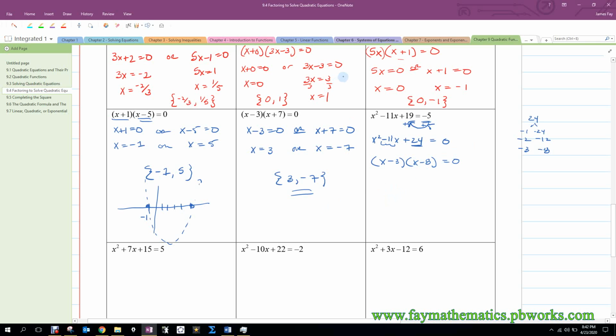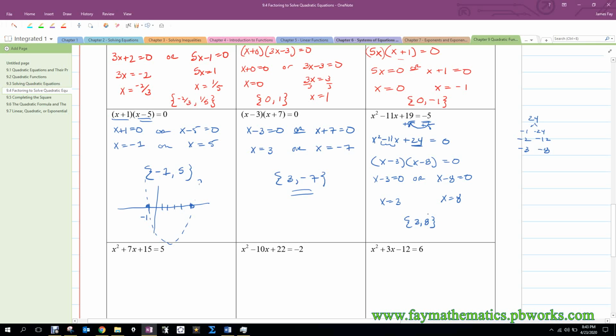Okay, so now what we're looking for, we've got the zero product property here. We can take the x minus 3, set that equal to 0, and the x minus 8, set that equal to 0. Solve both those, gives me x to be 3 and x to be 8. So those are my solutions.